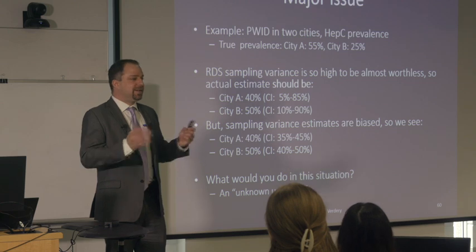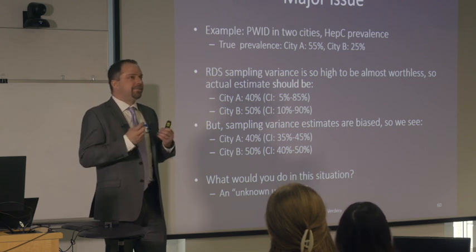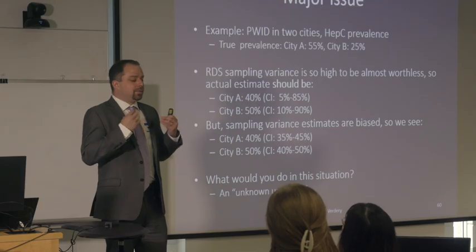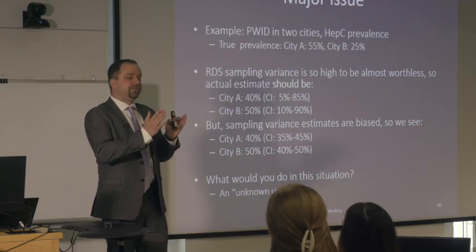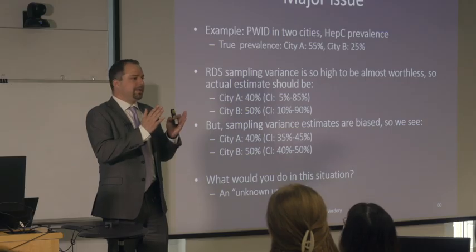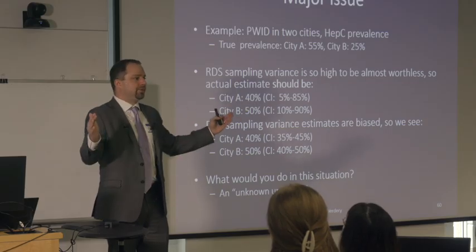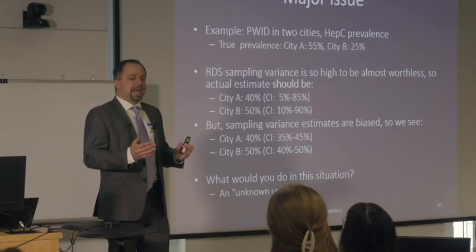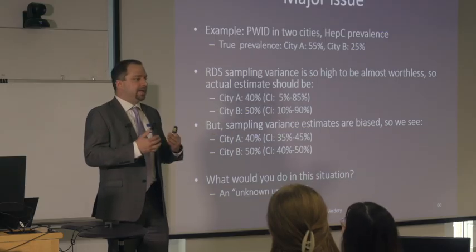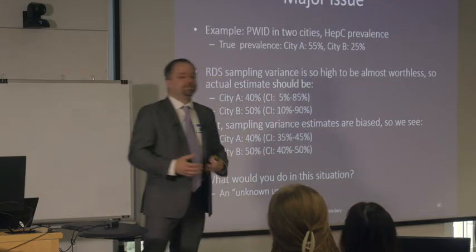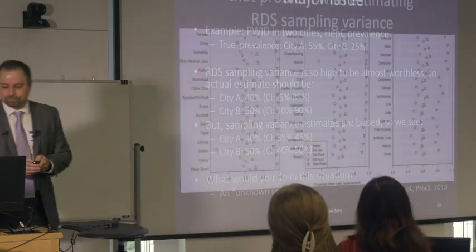I think of this as the unknown unknown, right? You have a sampling method that tells you we have a relatively small band of possible estimates that are consistent with the sample that we got. And in reality, that band should be much larger. So you're saying that city A has lower hep C prevalence than city B, but that is completely inaccurate. Your method has no validity to tell you that, right? So that's a big challenge.